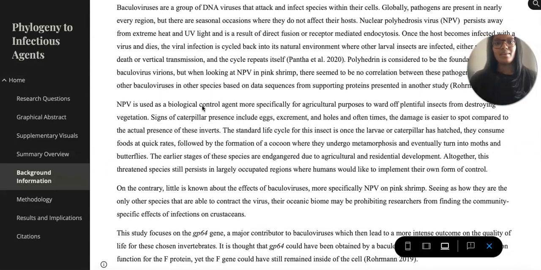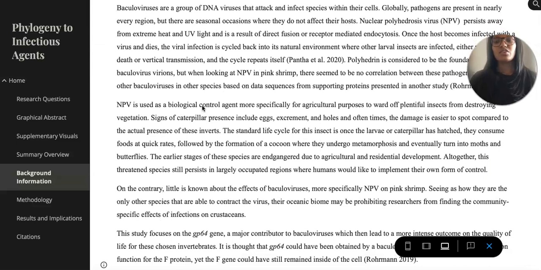So baculoviruses, they're a group of DNA viruses that attack and infect the species within their cells. So once it's become infected and dies, it's cycled back into the environment, and typically polyhedron is another gene that is considered to be the foundation for these virions. So that's something to consider as well.